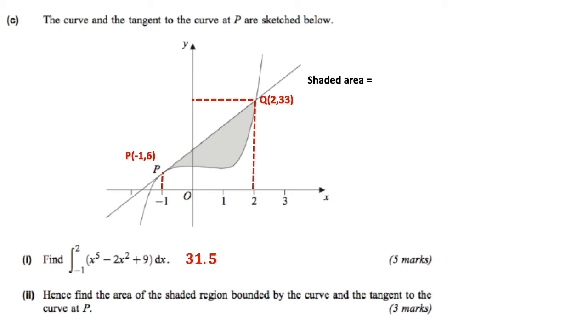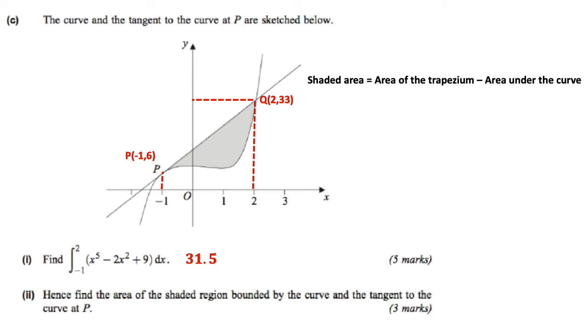Now, if we have a look at the information that's given to us and have a look at the diagram, we can work out that the shaded area would be the area of this particular trapezium. If we can work out the area of that trapezium, if we can then work out the area under the curve between the limits of x equals -1, x equals 2, and take that away, it would leave us with the shaded area that's in the question. So that's what we need to do. We need to work out the area of the trapezium and we need to work out the area under the curve.